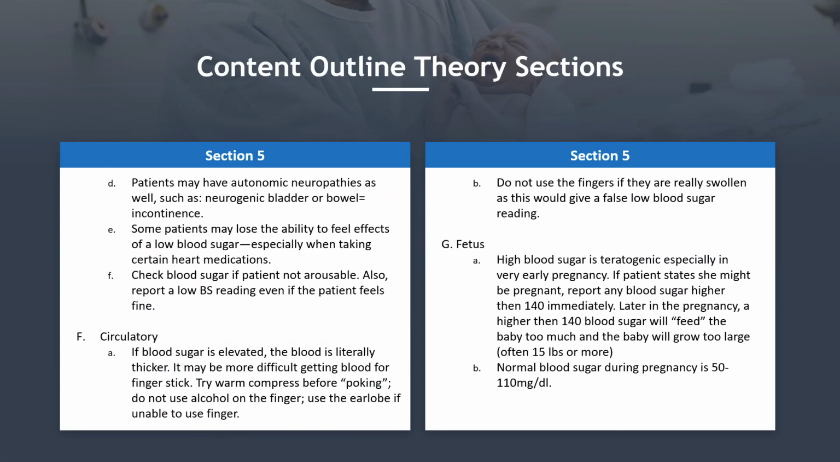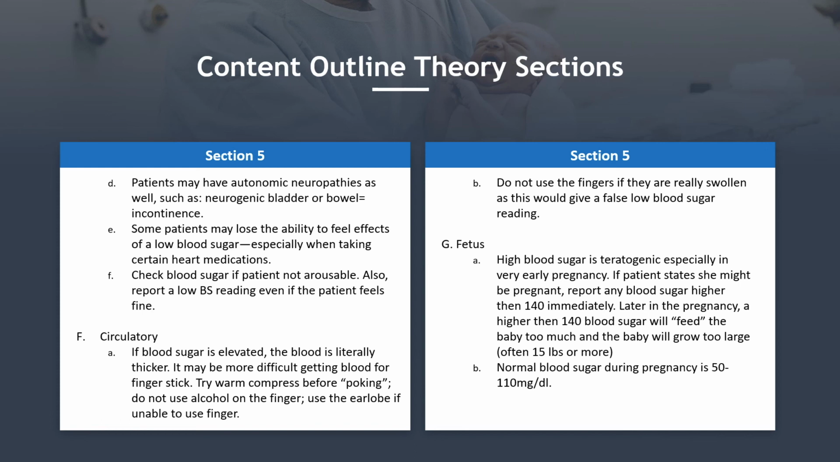Patients may have autonomic neuropathies as well, such as neurogenic bladder or bowel incontinence. Some patients may lose the ability to feel effects of low blood sugar, especially when taking certain heart medications. Check blood sugar if patient is not arousable. Also report a low blood sugar reading even if the patient feels fine.